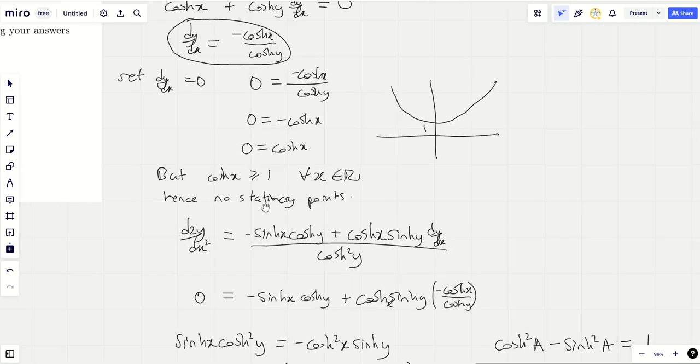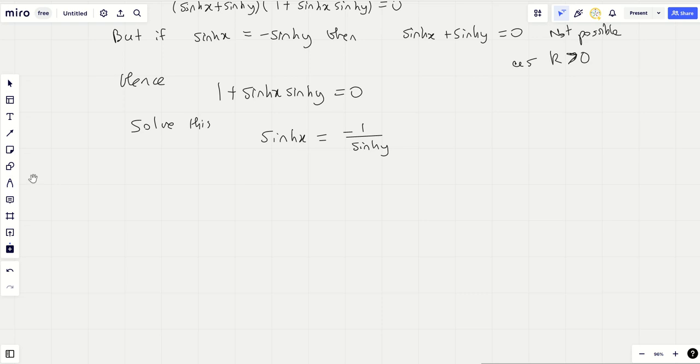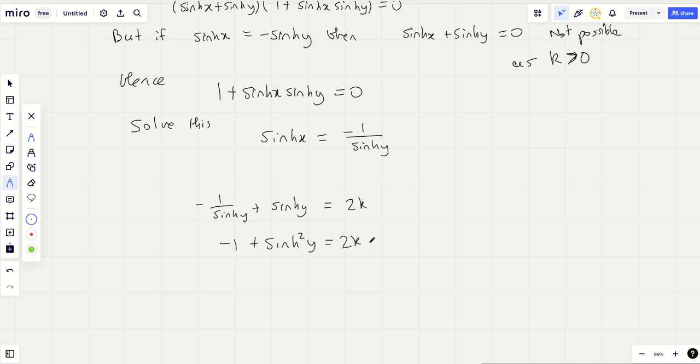And if we use our original equation all the way up here, sinh x plus sinh y is 2k, we'll be able to replace sinh x with minus 1 over sinh y plus sinh y equals 2k, and we'll be able to solve this and find our solutions in terms of k. And so I'm going to times everything by sinh y. And this is of course a quadratic in terms of sinh.